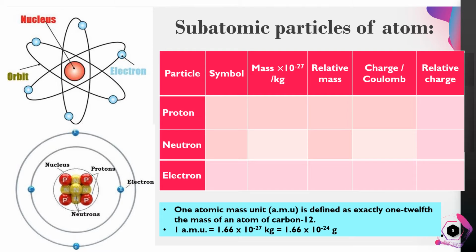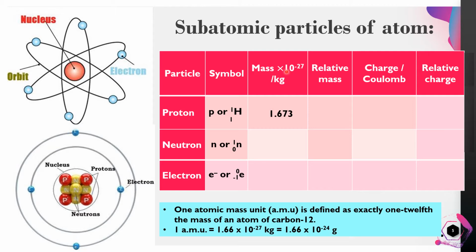Okay, so the table shows the properties of the subatomic particles of the atom. The symbol for the proton is small p, or we can write hydrogen, which has one proton number. Then neutron is small n, and electron is small e with negative charge.